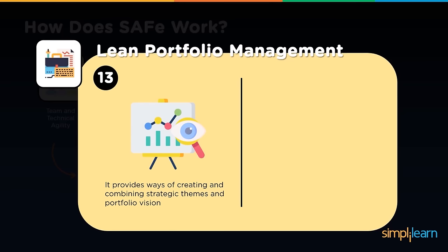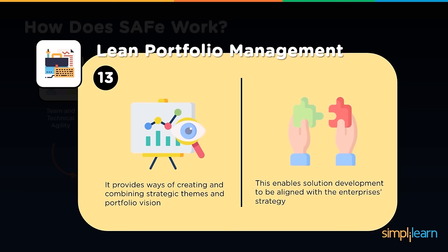So next is lean portfolio management. Lean portfolio management provides ways of creating and combining strategic themes and portfolio vision. This enables solution development to be aligned with enterprise strategy. The moment I say lean, we should keep in mind that it's about creating value for the stakeholders. That is the first thing. The second thing is elimination of waste.